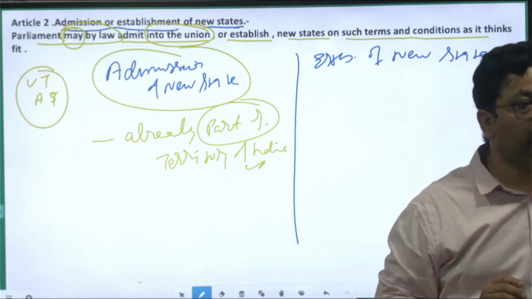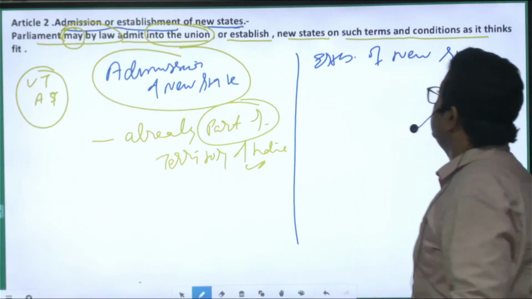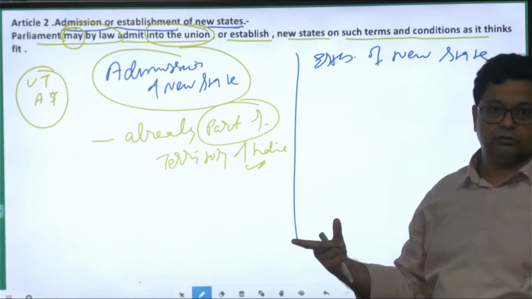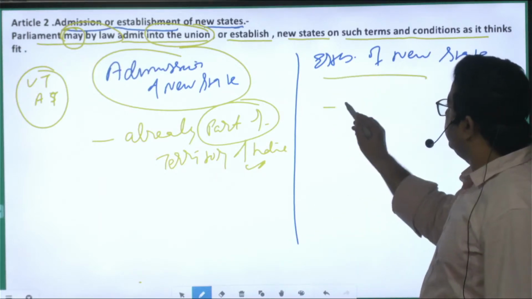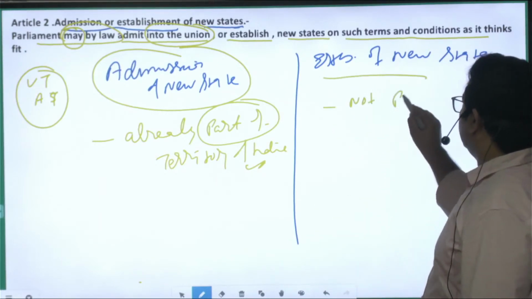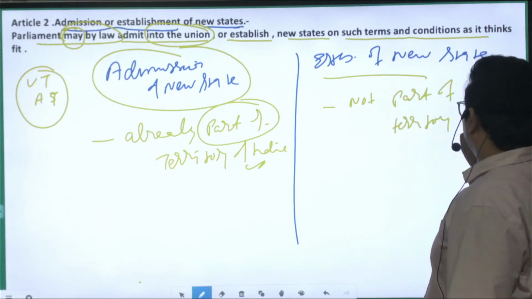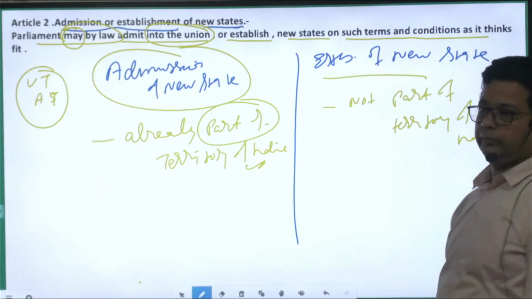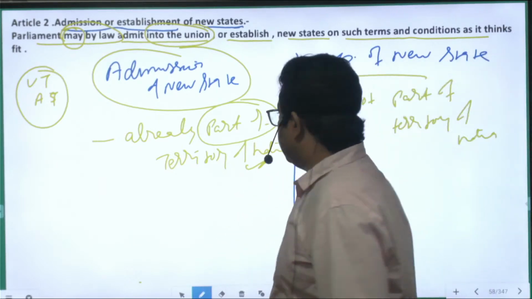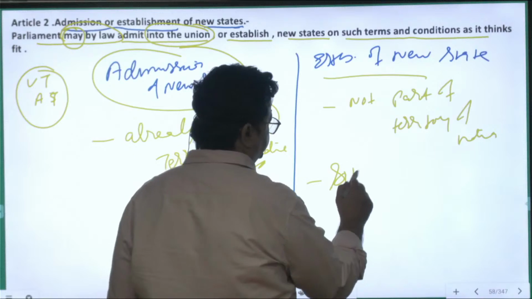Yes? Clear? Now when we talk about establishment of new state, this is about which is not part of the territory of India. Example for this is Sikkim.